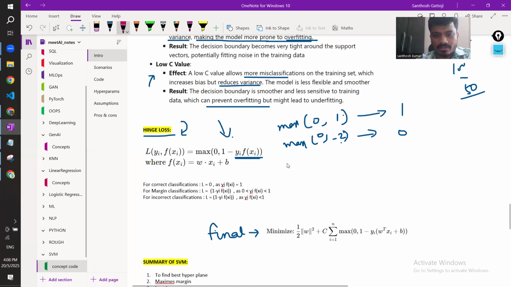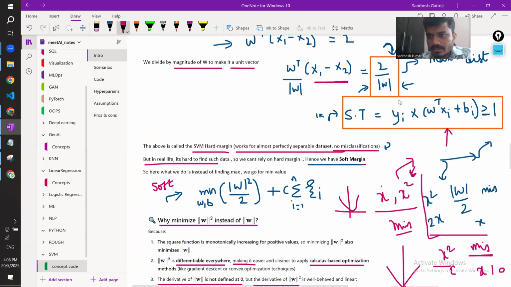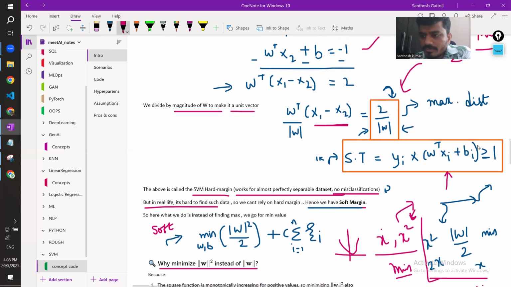I'm saying yi (w transpose xi + b) greater than or equal to 1 is the equation we have here, Karthik. Agree? Now, for support vectors, what will this be equal to? We have greater than or equal to 1. For support vectors, that is the maximum.